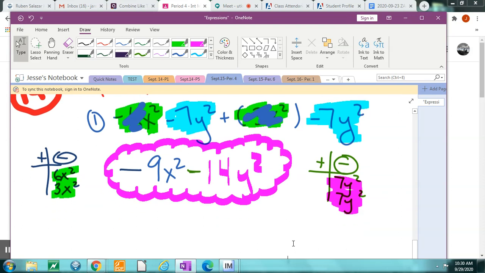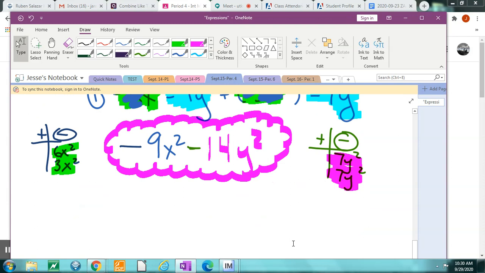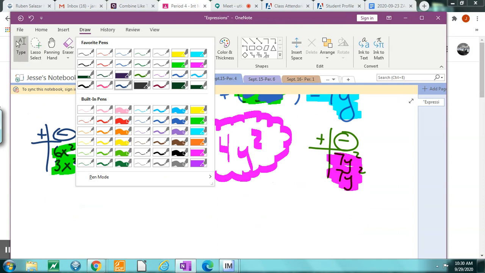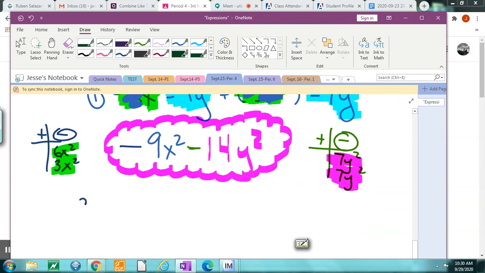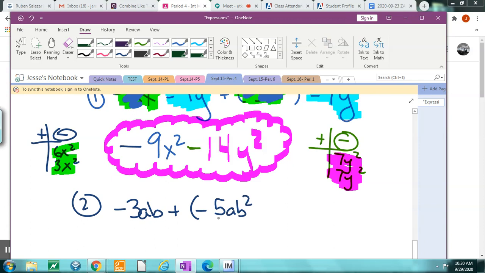All right. Next one. Number 2. Number 2 is negative 3 times A times B. In other words, negative 3AB plus negative 5AB squared. So A times B squared, minus 7 times A times B squared, plus 5 times A times B.